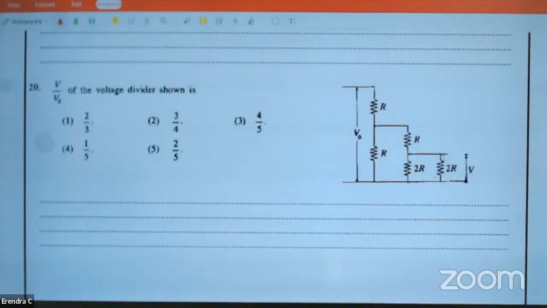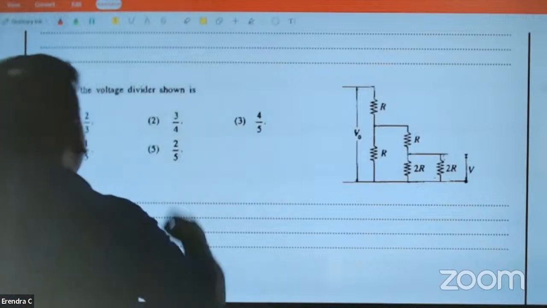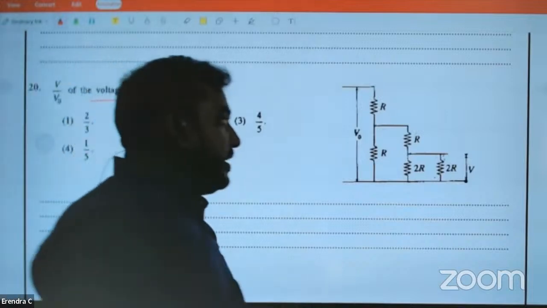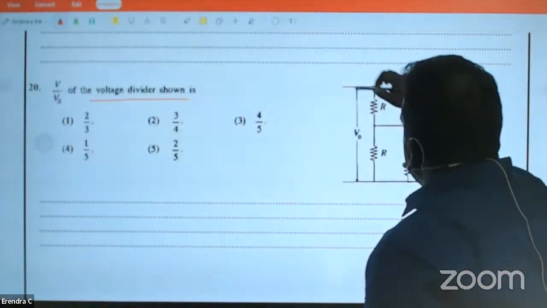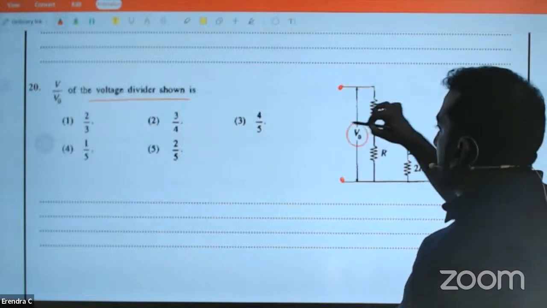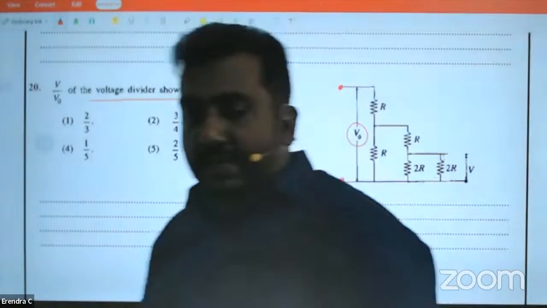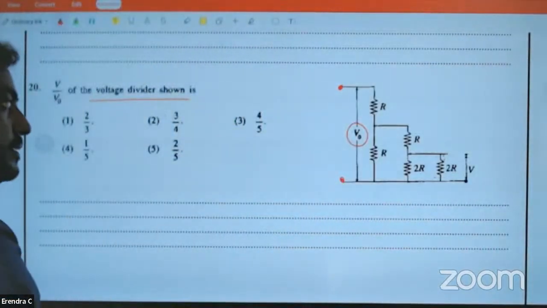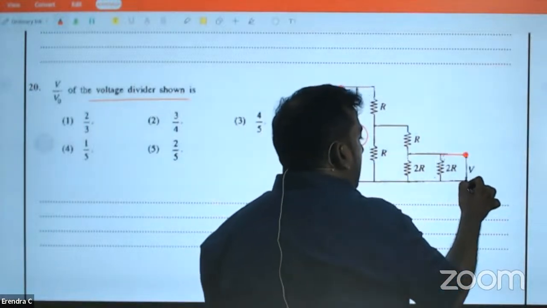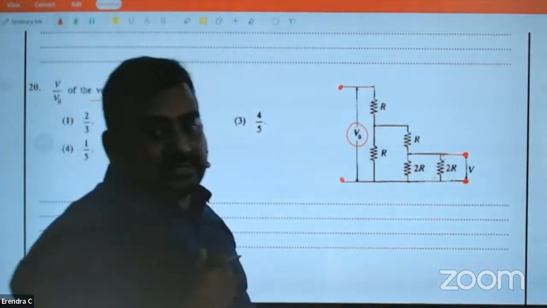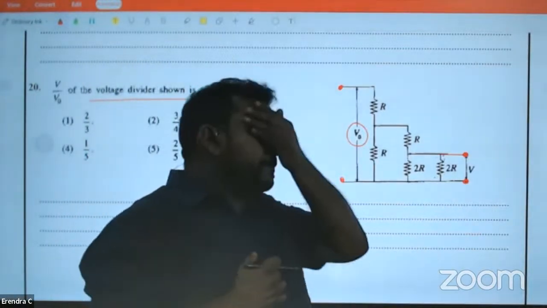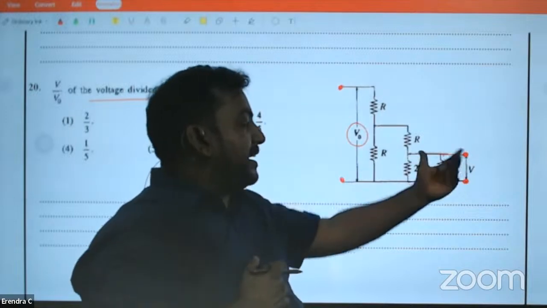Final question, MCQ. Voltage divider. Now remember, these are terminals which are connected to a battery. V0 is given. These two here are open terminals. We are supposed to find the potential difference there.